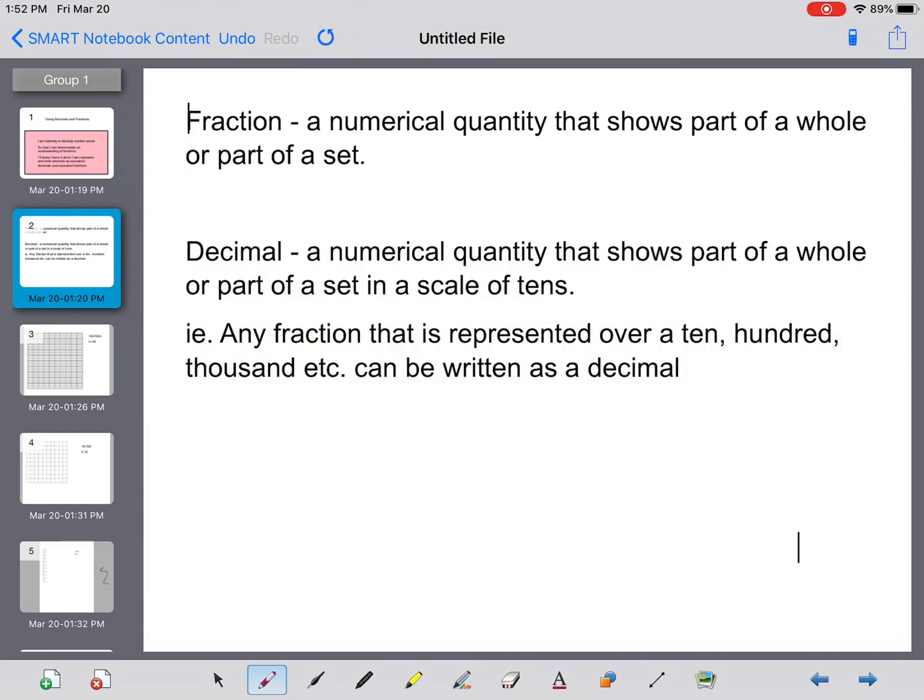So first off, we've talked about fractions a lot, but we haven't talked that much about decimals. A fraction, as you know, is a numerical quantity that shows part of a whole or part of a set. Now, a decimal is a numerical quantity that shows a part of a whole or a part of a set, but on a scale of tens. So that means that any fraction that's represented over a 10, 100, 1,000, etc. can be written out as a decimal.